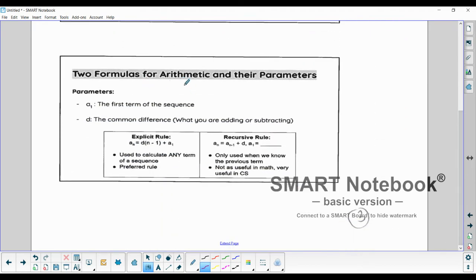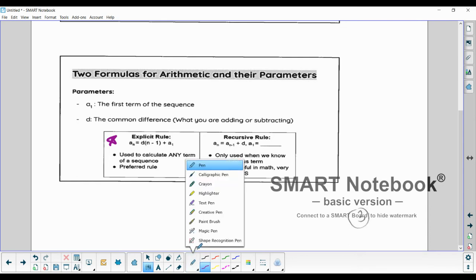So we're going to start for arithmetic and identify the parameters. A sub 1 represents the first term of the sequence. D represents the common difference. We have 2 types of rules. We have the explicit rule and the recursive rule. The explicit rule is very helpful if we want to calculate any term of the sequence, and it is our preferred rule. Recursive rule is used only if we know the previous term and we want to find the next term. It's not as useful in math, but it's very useful in computer science, which is why we look at it.